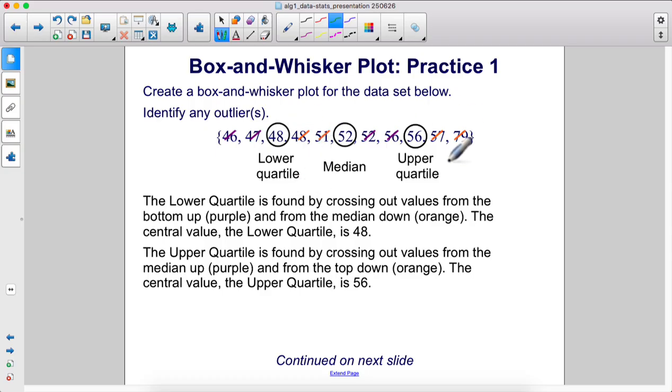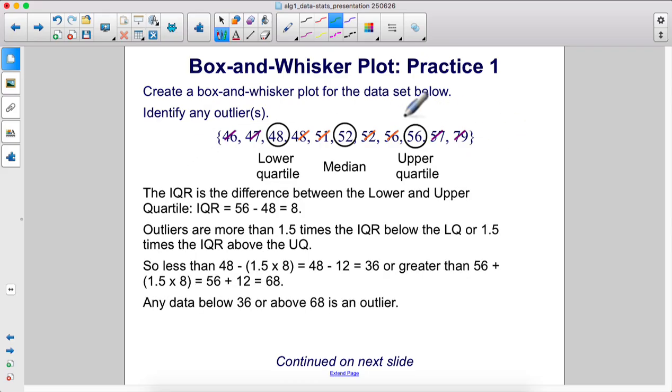The upper quartile is found by finding the median of the upper half of the data. So we cross out 52 and 79, 56, 57, and we get an upper quartile of 56. The IQR, or interquartile range, is the difference between the lower and upper quartiles. So that's 56 minus 48, which gives us 8 for our IQR.